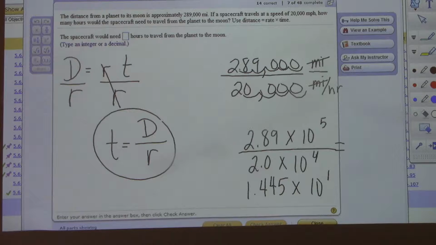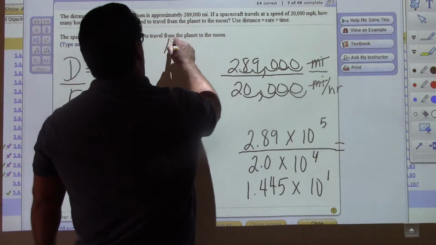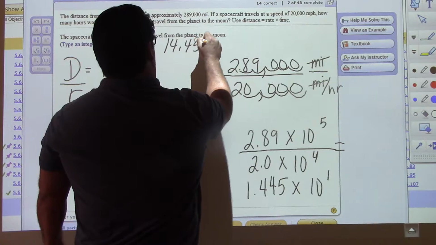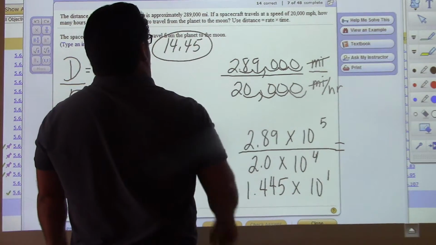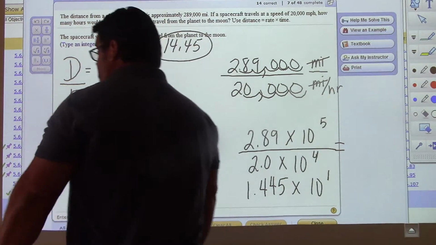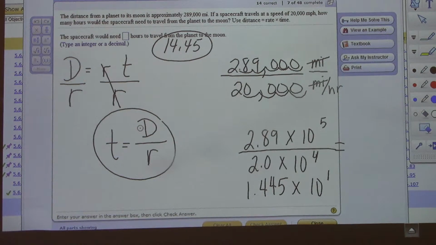All right? So you just say, move it one place. It's 14 point what? 14.45 hours. And of course, if you was to say I was going to the moon last week and it took me 14 and a half hours, there would be some guy that would say he could go in his car 6 hours to get to the moon.